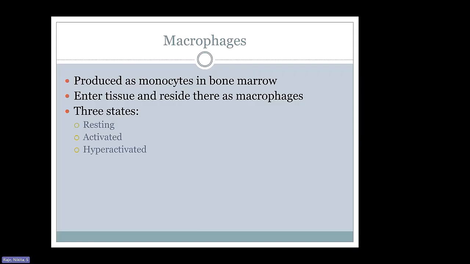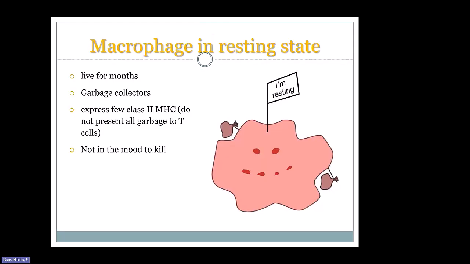Let's talk about the macrophages. Macrophages are produced as monocytes in the bone marrow. They enter the tissue and reside there as macrophages, but in the tissue, they are present in three different states. They are either resting, or activated, or hyperactivated. So let's see the pictures. Macrophages are in the resting state most of the time, for months. They are pretty much garbage collectors, which means they just move around and see what's around them. They grab some things from the environment they are in, and really, they are just there, watching out for any invaders.